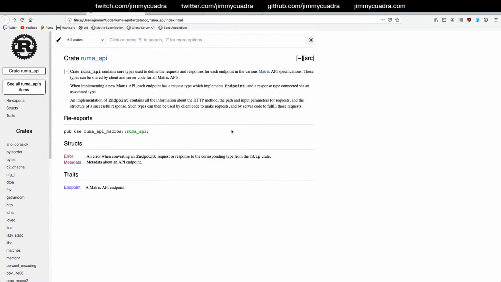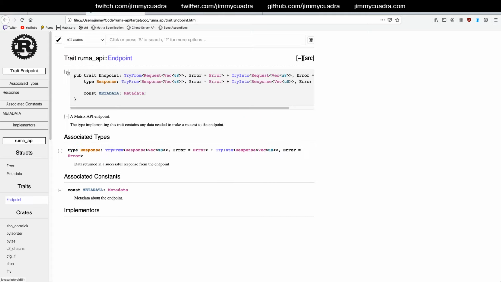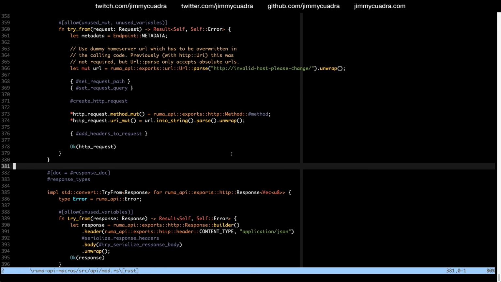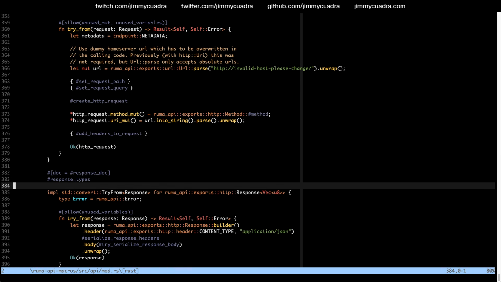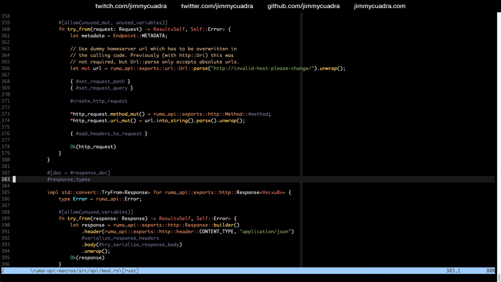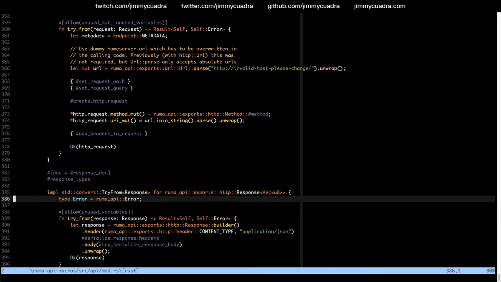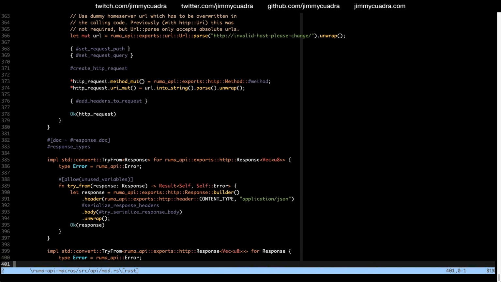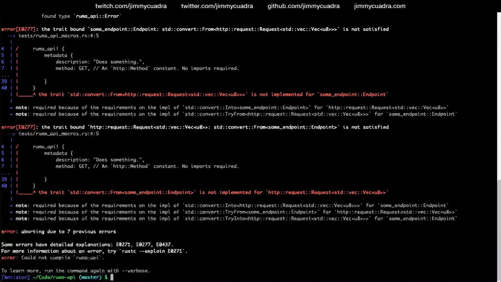Right. So what I was doing is updating the generated code to match this new structure. So we no longer have an endpoint type. We do have response types. And I think that actually might be the only thing that was needed.